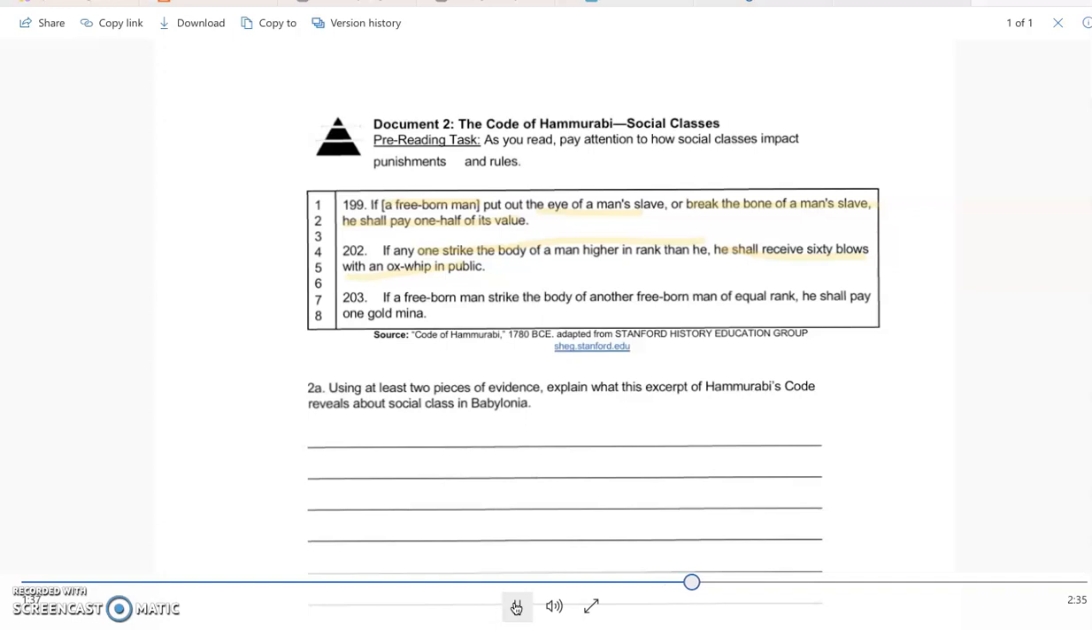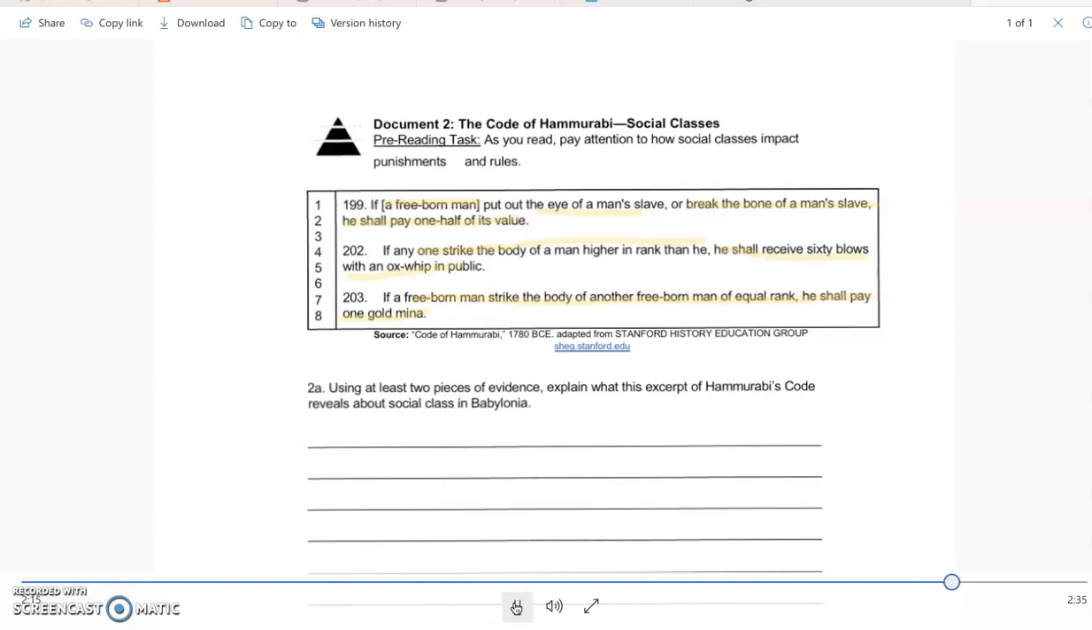203. If a freeborn man strike the body of another freeborn man of equal rank, he shall pay 1 gold mina. So what that really means is if you're in the same social class and you hit somebody, somebody hits you and you guys are the same social class, then basically you're just going to be paying a fine, a gold mina. But if you hit somebody's slave back in 202, you're going to be whipped in public.